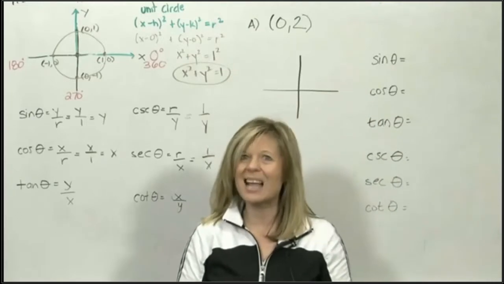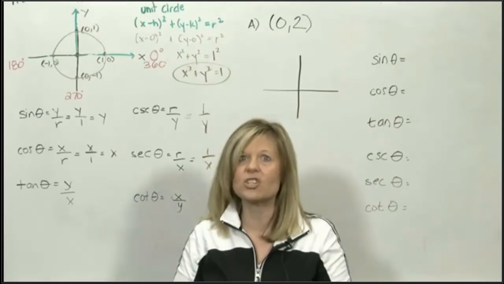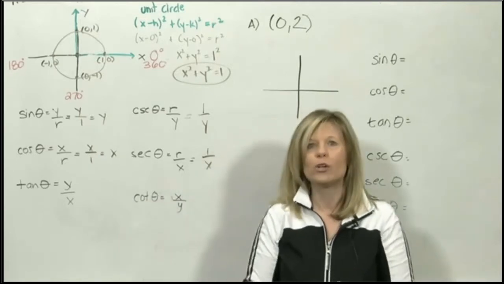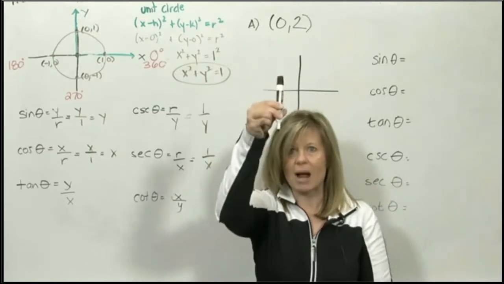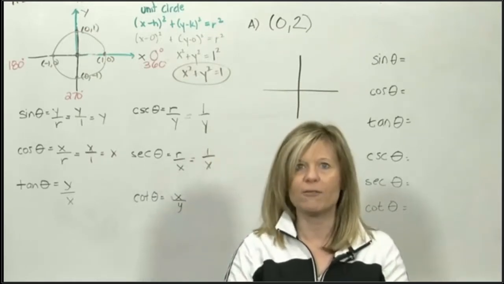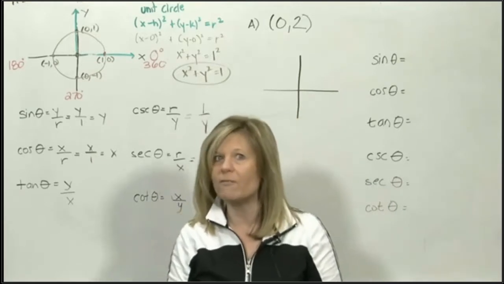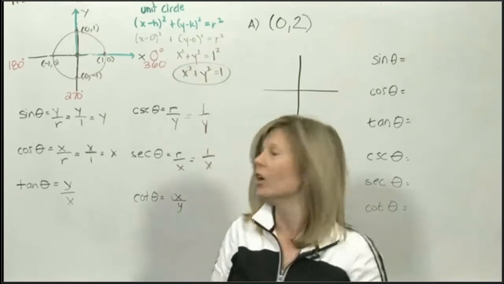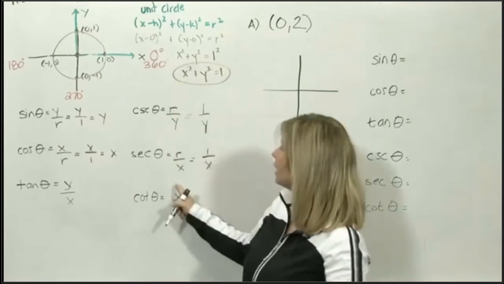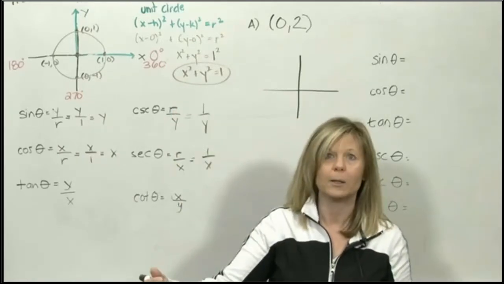So guys, it's not like learning 6 new definitions. It's the same definitions. The only difference is when your terminal ray lands on another axis, you can't draw a right triangle. So you'll have to define the functions using the unit circle. And the radius of the unit circle is always going to be what value? 1. Very good. So all you're doing is replacing in these definitions the radius value, the r value, with 1.